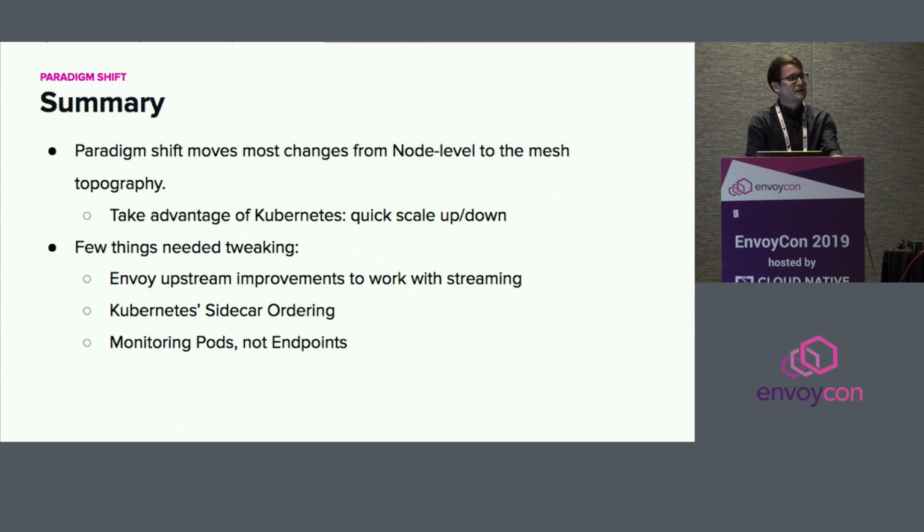So in summary, everybody likes talking about paradigm shifts, so I will talk about the paradigm shift as well, where the changes essentially are moving from node level changes, like Lita was saying earlier, in our VM infrastructure. The VMs would stay where they were, and we would update things in place. But we're moving those levels of changes with Kubernetes into the network topology or the network topography. And so that's to take advantage of Kubernetes' quick scale up and scale down. And again, a few things needed tweaking to get there. We had to patch Kubernetes, which was not ideal, but that's what we did.